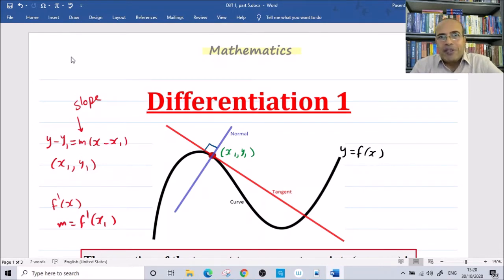What about the normal? If a line is perpendicular to another line, the product of the two slopes equals -1. So if the gradient of the tangent is m tangent, and for the normal is m normal, what is the relation between the two slopes? The relation is that m tangent multiplied by m normal equals -1. So to get the gradient of the normal, we flip and change the sign of the gradient of the tangent.